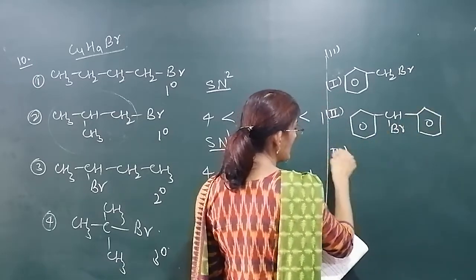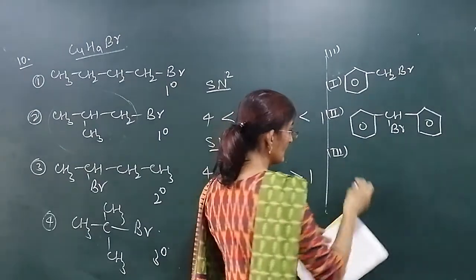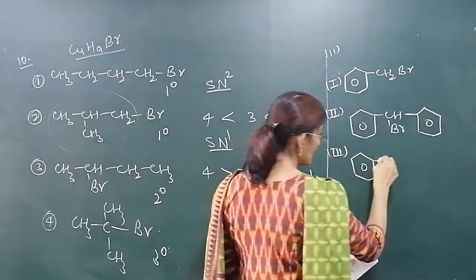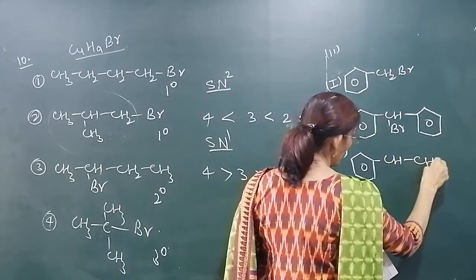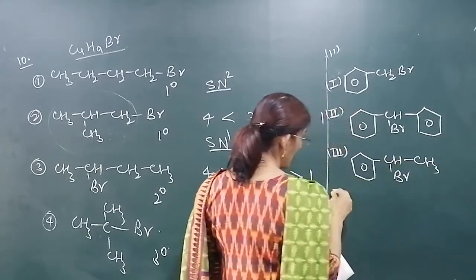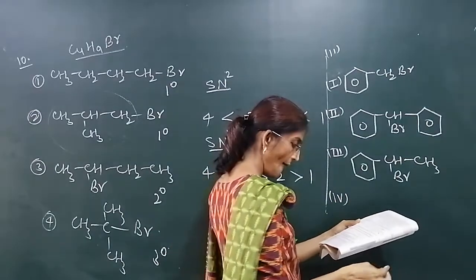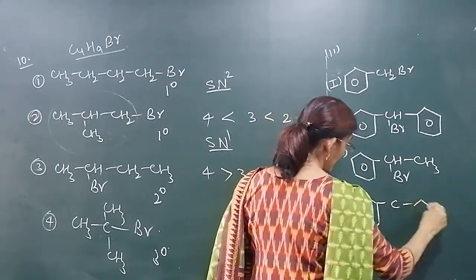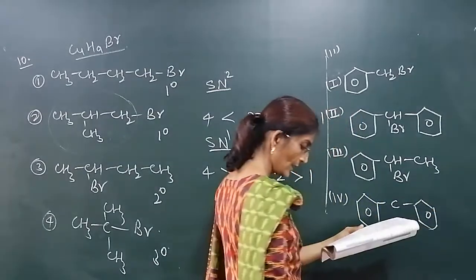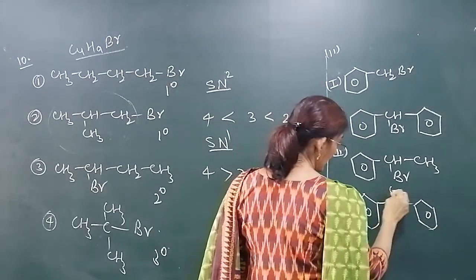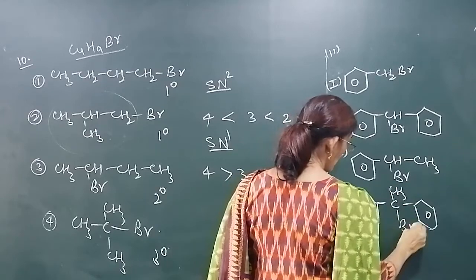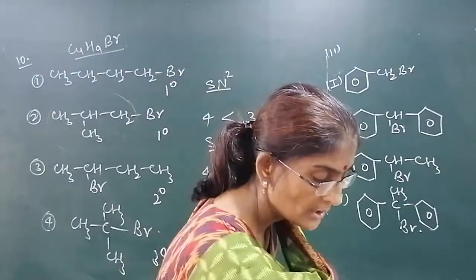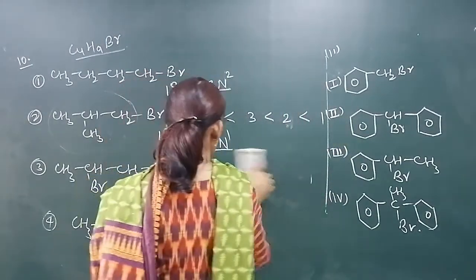The third compound is given as C6H5, then CH, CH3, and here it is Br. And the last is given as C6H5, then carbon, again one C6H5, and a methyl. Here methyl, and here it is bromine. We have to arrange them for SN1 and SN2. How do we arrange them?